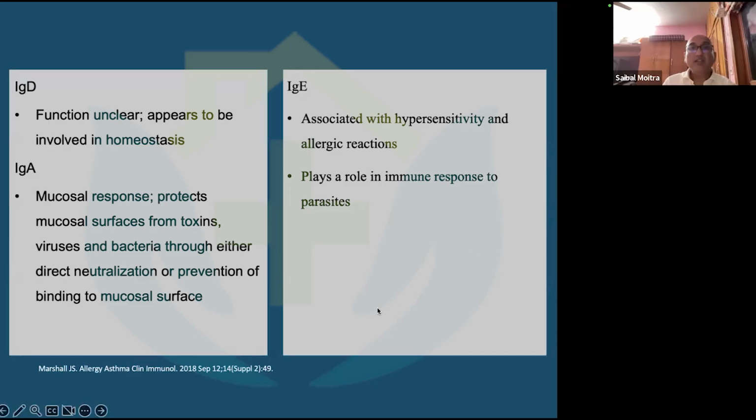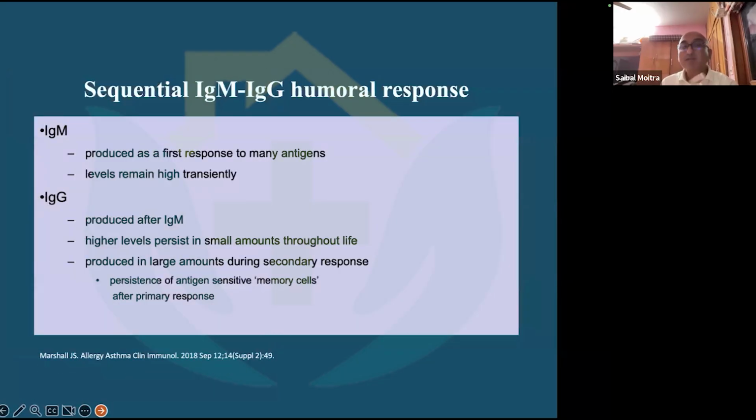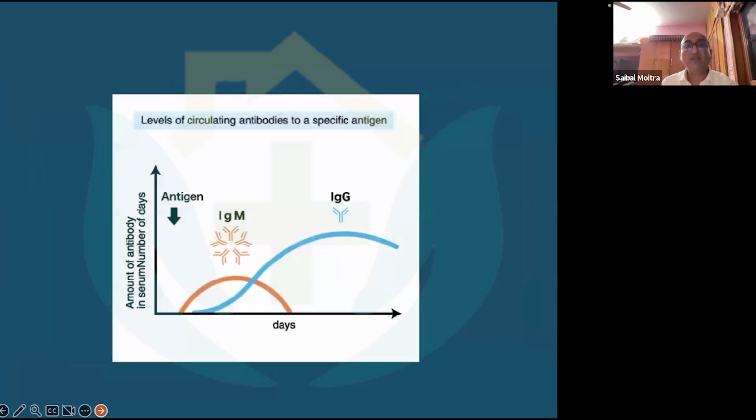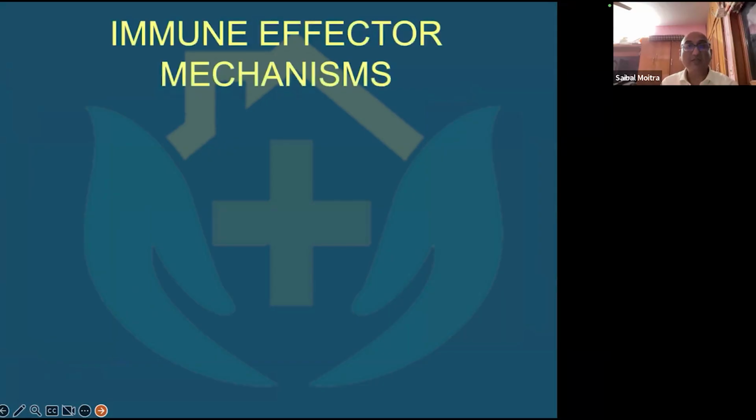And IgE is important against parasites, and it also causes allergic reactions. And IgA acts at the mucosal surfaces, against mucosal toxins, bacteria, and viruses, by binding and neutralizing the various organisms on the mucosal surface. So we have talked about the sequential IgM, IgG humoral response in the primary and the secondary. This is the primary and the secondary.